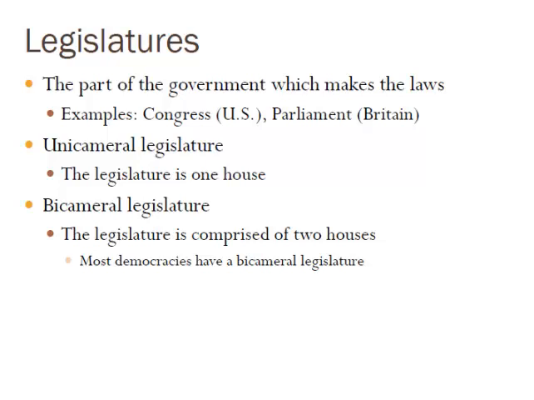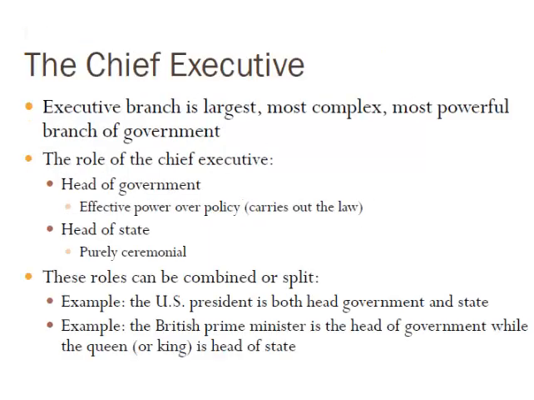There's only one house. You can also have a bicameral legislature, which means the legislature, the rulemaking authority, has two houses. The US has that, the Senate and the House of Representatives. The United Kingdom, Britain has that. That's the House of Lords and the House of Commons. That's called a bicameral legislature.